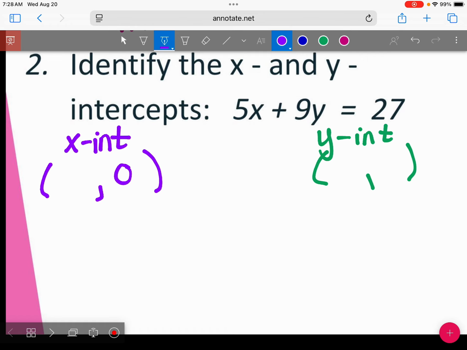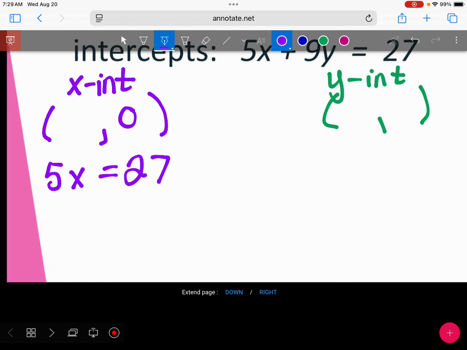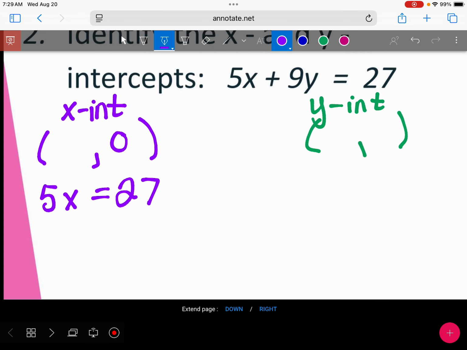If I know y is 0, that means this whole thing's going to be 0, because 9 times 0 is 0. So if y is 0, this guy goes away, and we're left with just our 5x equals 27. So it's kind of the short way to think about it. If y is 0, our 5x has to equal 27. So how can I figure out what x is going to be? How do I get down to an x equals?